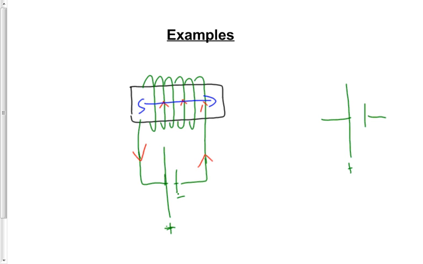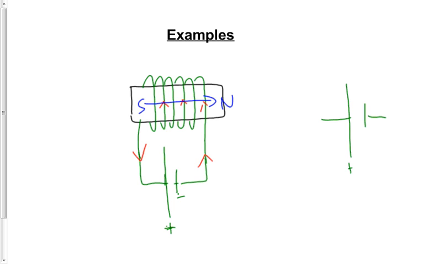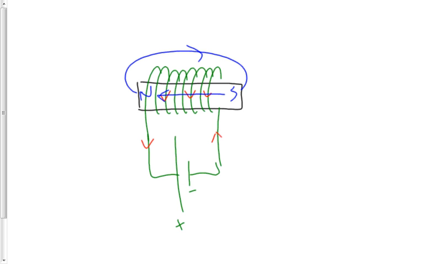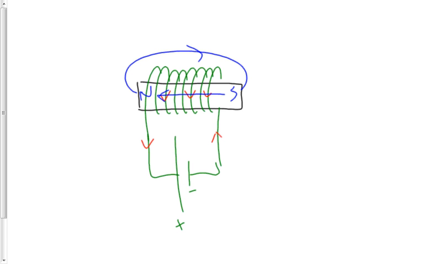Is that good? Wait a second, though. Look at that last diagram we drew. We had the exact same setup, right? The current is flowing counterclockwise, just like it is in this one. Counterclockwise. But wait a second. South and north in this magnet? North and south in this magnet? What's the difference there? Why did we get opposite polarity when the current was going in the same direction?